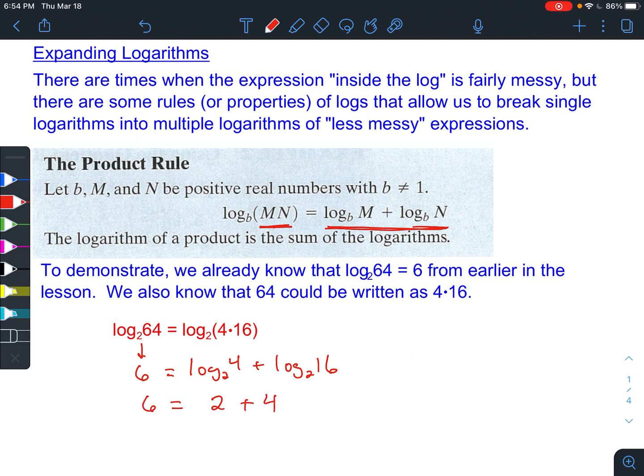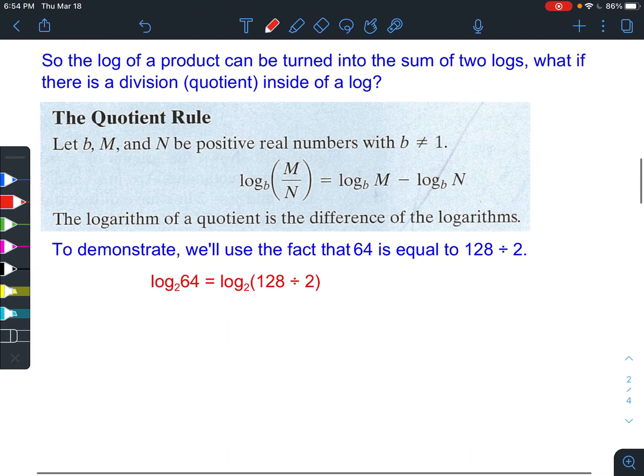All right, so basically, notice here we get 6 equals 2 plus 4, and I'm pretty sure that's good. So happy faces all around, at least for this example. It seems like that rule holds true. All right. So the log of a product can be turned into the sum of two logs.